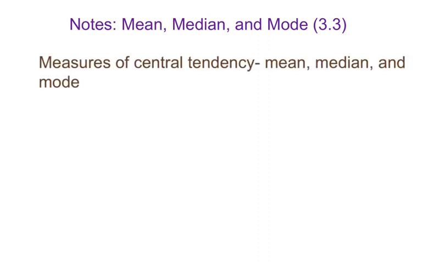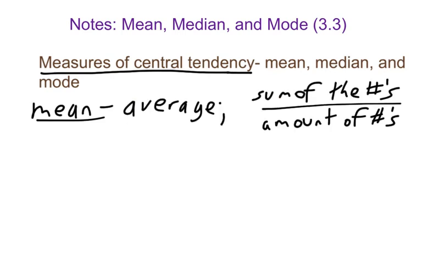All right, mean, median, and mode. These are all measures of central tendency. And mean is the average. So it's the sum of the numbers. That means if you add them all up, remember sum means to add, and you divide it by the amount of numbers, or how many numbers there are.